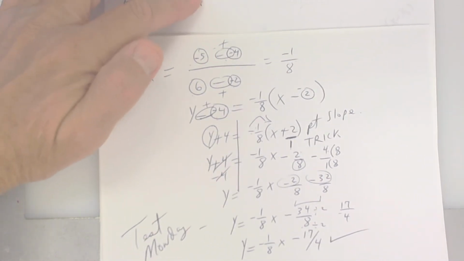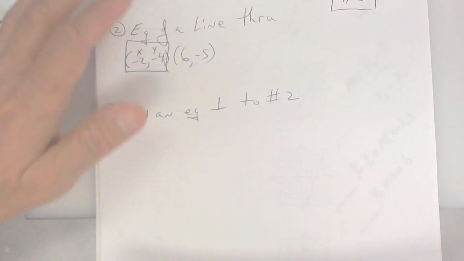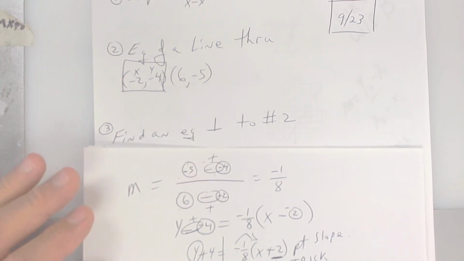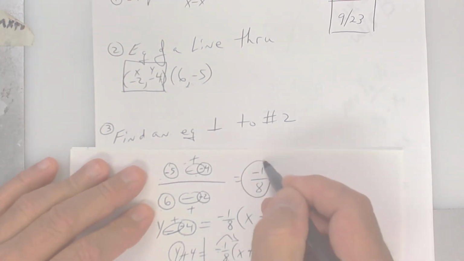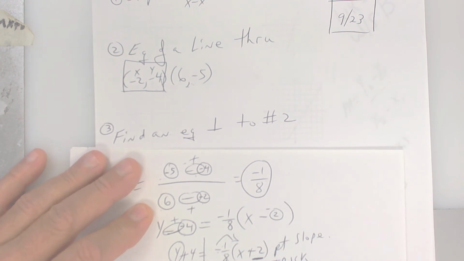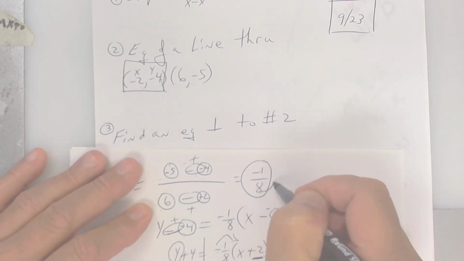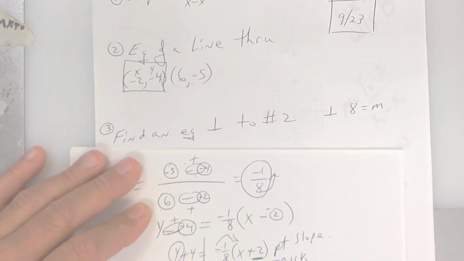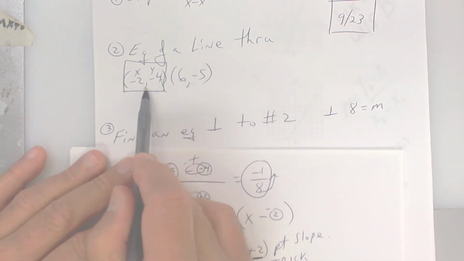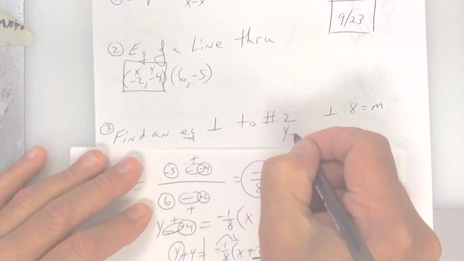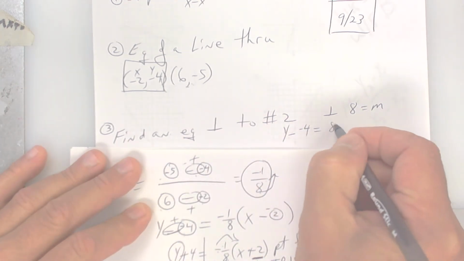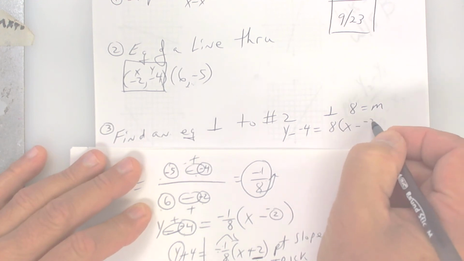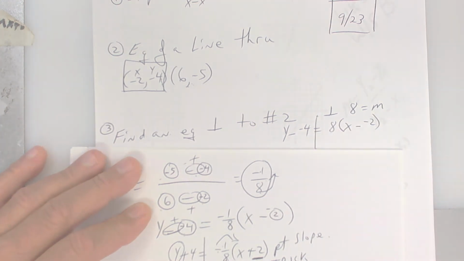Find an equation perpendicular to number 2. Well, let's talk about that. Well, we know the slope. So to be perpendicular, you got to flip and change it. So let's flip it and change it. So it changes from a minus to a plus, and it becomes a positive 8. So perpendicular, you want to use 8 as your slope, and then use that first point. So again, it's y minus my y equals my slope, and then x minus my x. And then finish that up, and you got your answer.